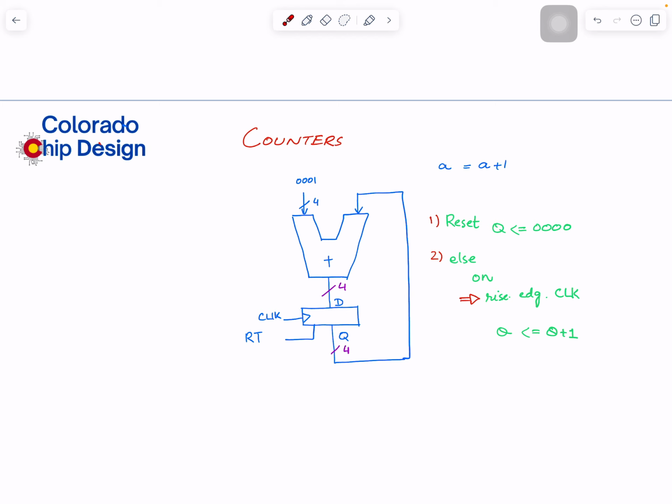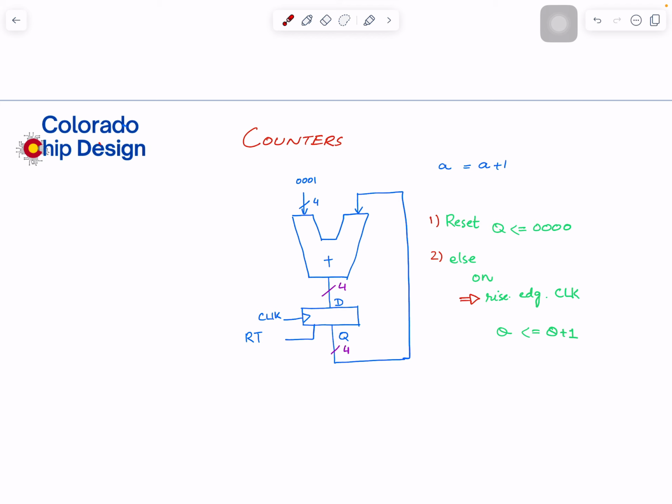So the first priority is reset. If reset comes, Q is 0 0 0 0. If reset is 1, this will go into 0 0 0 0. If reset is not 1, then it's a normal operation. And what's a normal operation? On every rise edge of the clock, this input will go to this output. So whatever the output of this adder is will go to the output.